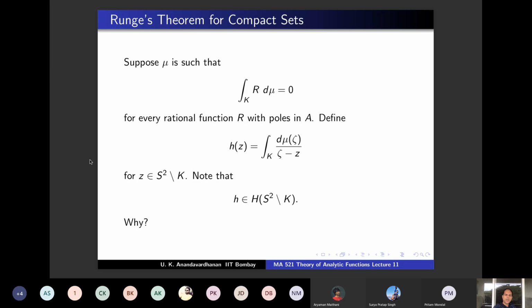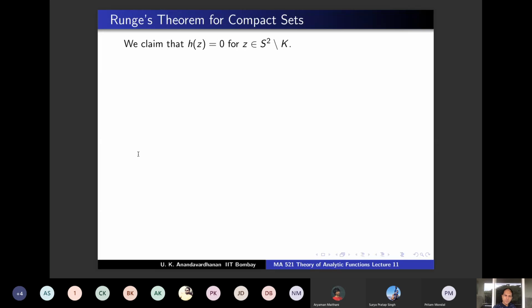Okay, so you are defining this H, and this is where we have something given about rational functions. Rational functions are going to come here because this 1 by zeta minus z, when we expand, will involve rational functions, and therefore we are going to claim something about these things, 1 by zeta minus z. That's where we will see rational functions. We are going to claim that H is identically 0 on S2 minus K.